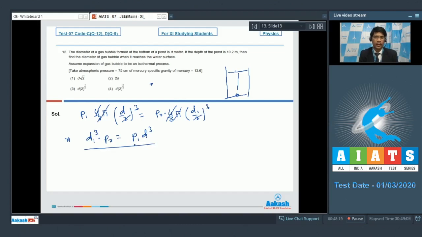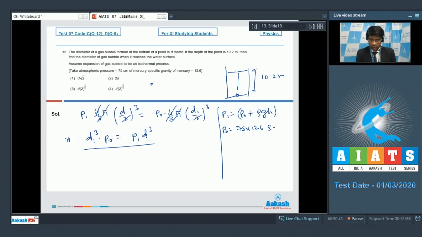What is the relation between this P1 and P0? This depth was 10.2 meter. So P1 will be taken as P0 plus rho g into h. The value of P0 will correspond to 75 centimeter of mercury column. That means 75 in centimeter into 13.6 rho of water into g. This will be the pressure in terms of water column.